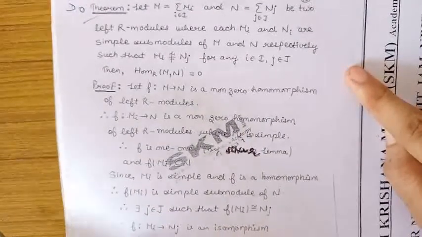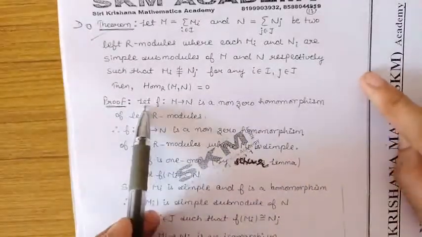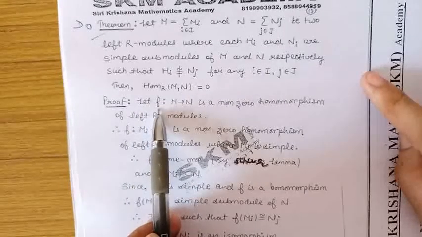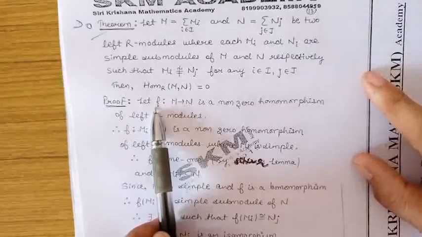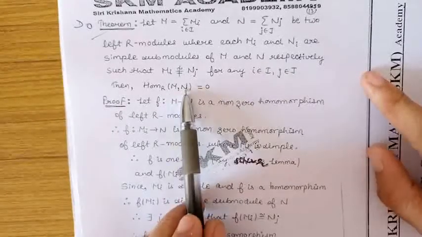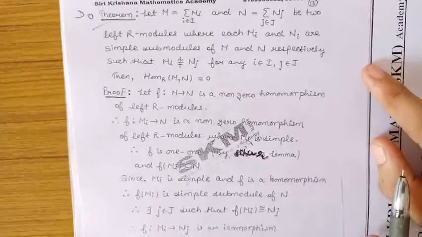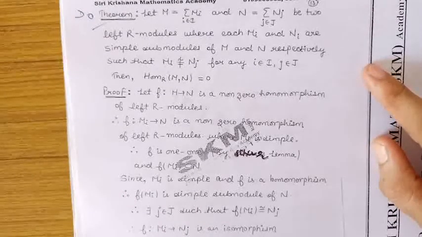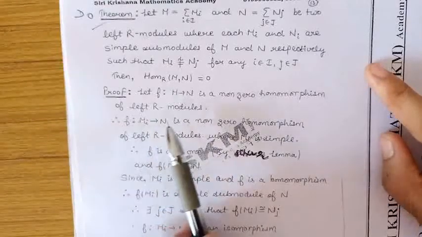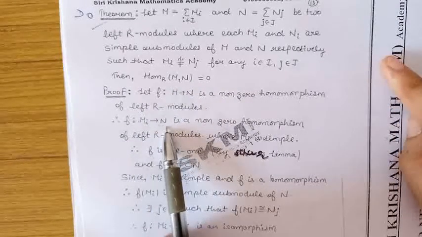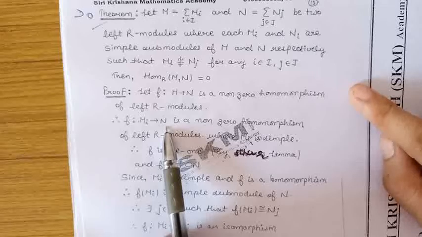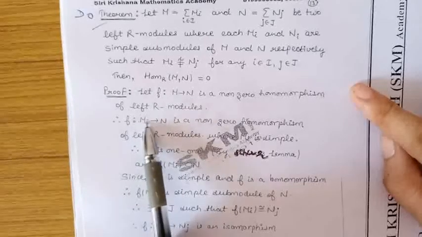Let us prove this result by contradiction. Let f be a non-zero element from this ring. It means f is a non-zero homomorphism from module M into the module N. Now each Mi is a submodule of M, and each Mi is simple also. So we can say that f from each Mi into N will be a non-zero homomorphism of left R modules. Here these Mi are simple.